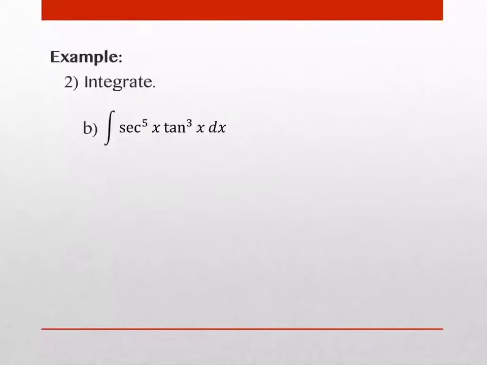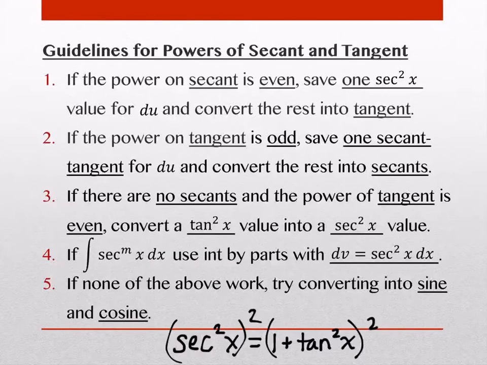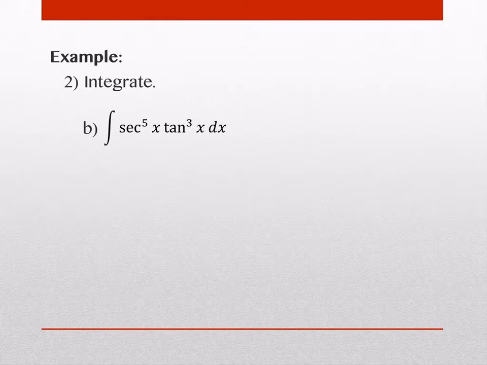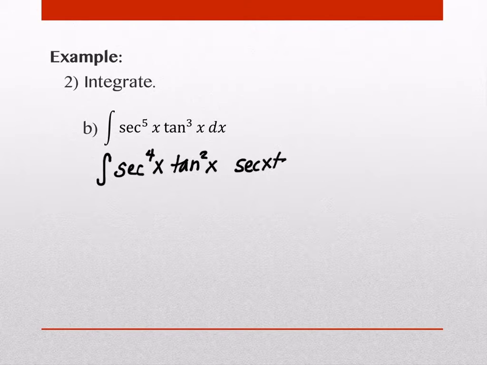Yeah. Tangent's odd. So what does it say I'm supposed to do over here when tangent is odd? I'm supposed to save a secant tangent, right? And convert everything into secants. So I need one of these secants and one of these tangents to remain, and the rest of them will change. So the first one will be a secant to the fourth, and you'll notice on this one there's no angles that are doubled or tripled. Hang on, I'll show you. And the next one will be tangent squared, and then I want to save that secant x tangent x with my dx. This piece is going to be du eventually. Yep, I pulled a secant out, I pulled a tangent out.